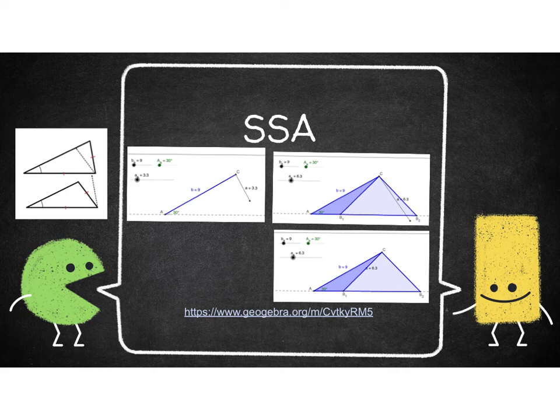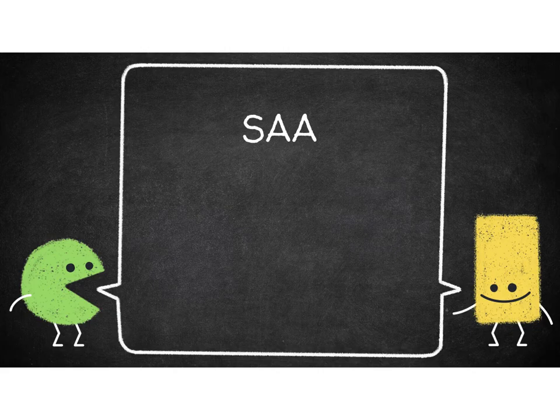So what this means is that side, side, side is not valid to show congruent triangles. Okay, now let's look at side, angle, angle.